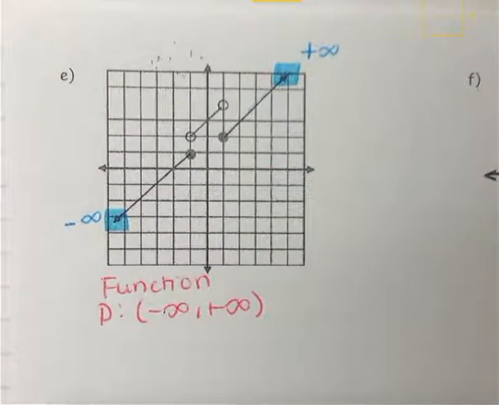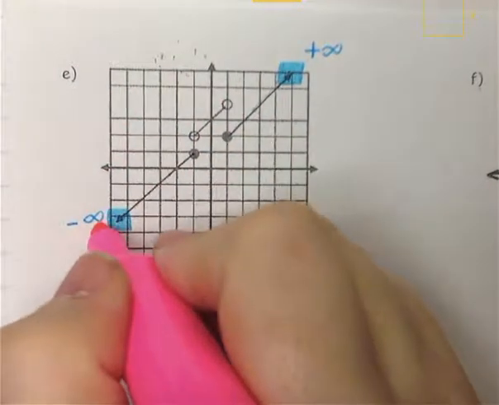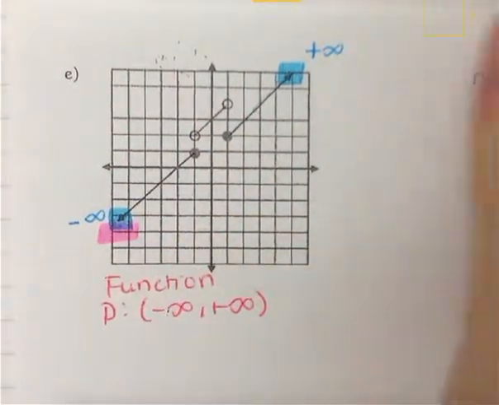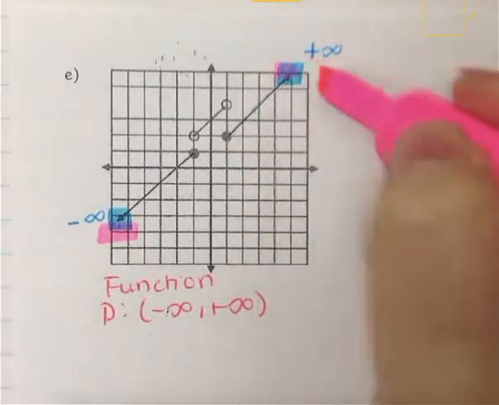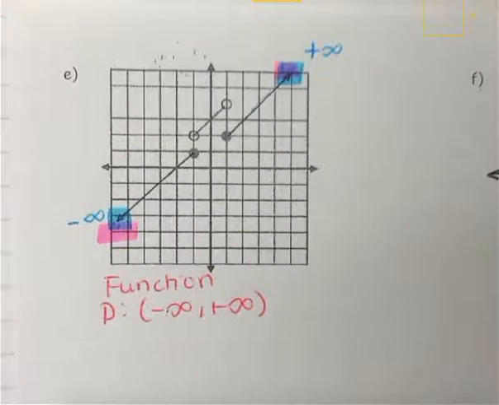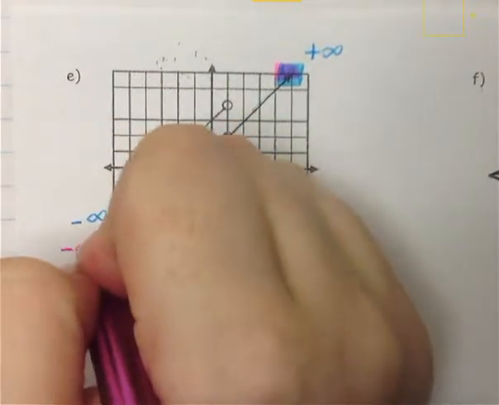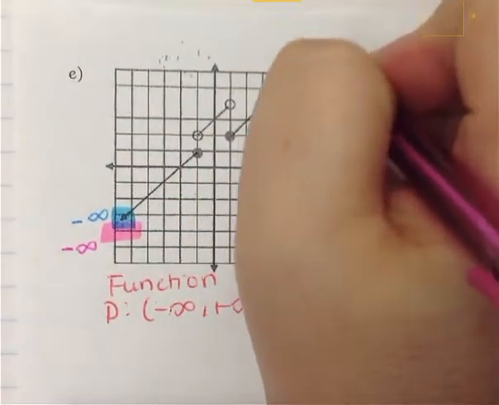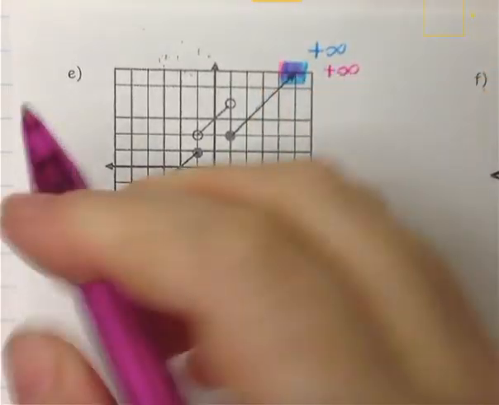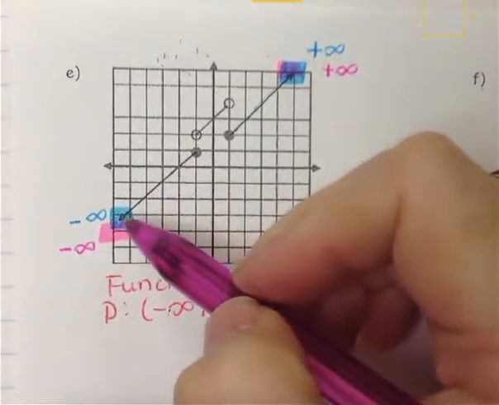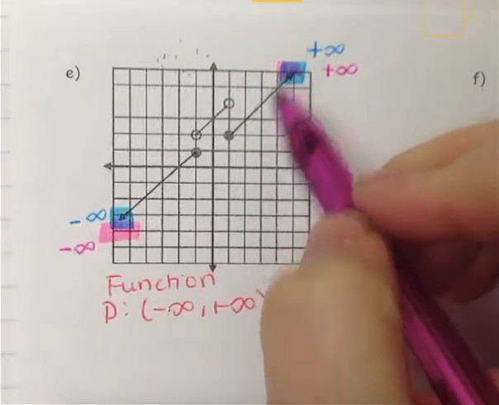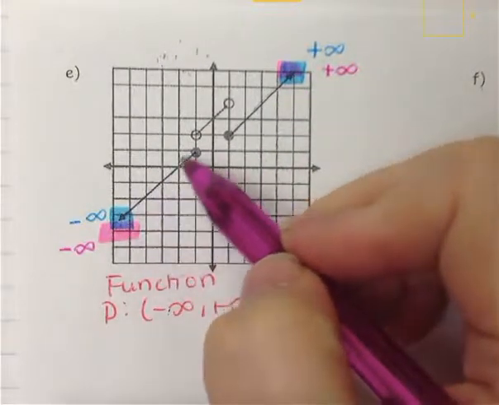So we're going to do the same thing for the range. Our range, the lowest point is again that arrow, and our highest point is again this arrow. So we have our negative infinity and our positive infinity. So we know we will have that. But we need to see if we can go from pink to pink without stopping. We know that we're going to have to stop here.